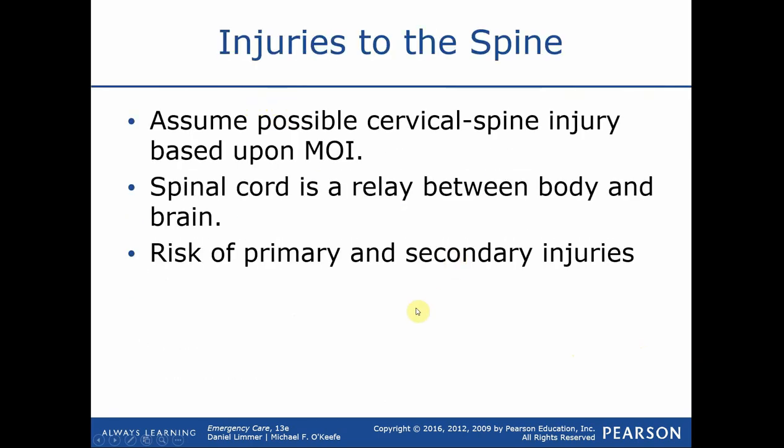Injuries to the spine. Okay. So we're going to assume injuries to the spine based on the mechanism of injury. If they were thrown from a motorcycle, they fell off a second floor building, etc., it's reasonable to say, okay, there's a good chance that they have a spinal cord injury here. First of all, take C-spine precautions, maintain that manual stabilization, and then from there immobilize using whatever tools are appropriate.